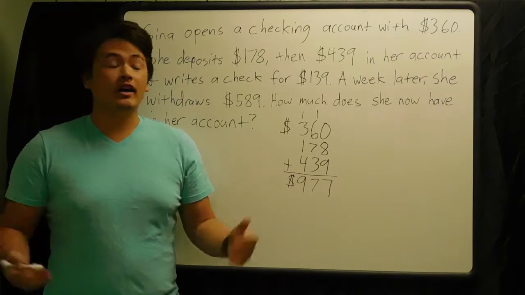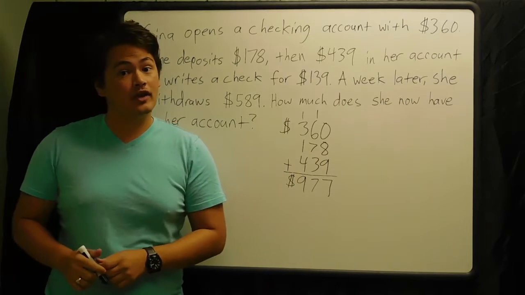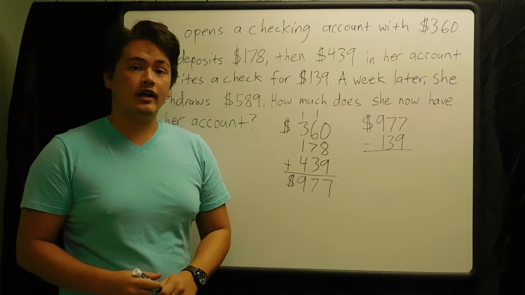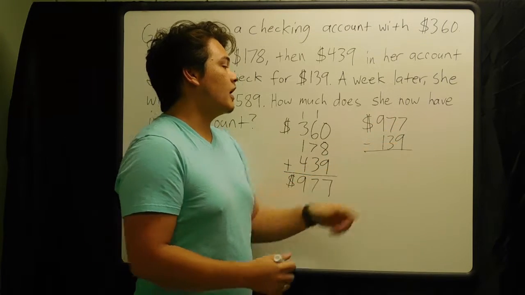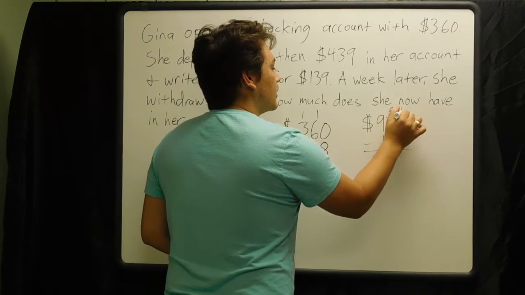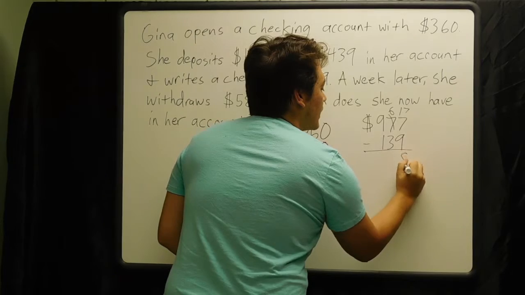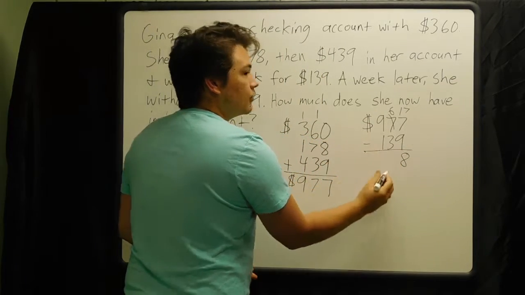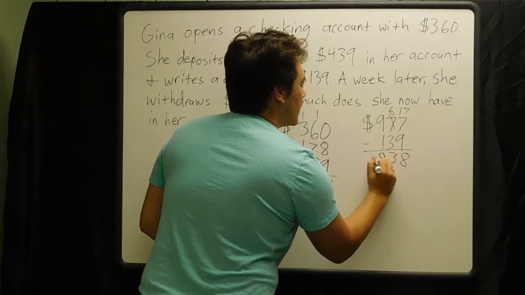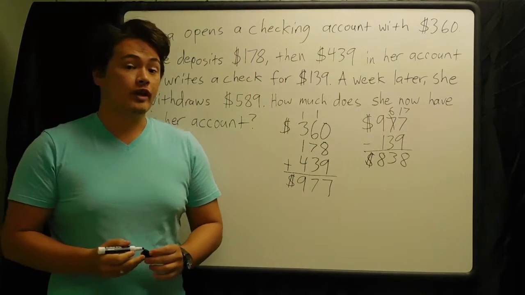Next, she writes a check for $139. That means that she spent $139 from her checking account that has $977. So $977 subtracted by 139 is going to give me 7 minus 9. This 7 is going to borrow from this 7 here, making this a 6 and making this a 17. 17 subtracted by 9 is going to give me 8. 6 subtracted by 3 is going to give me 3. And then 9 subtracted by 1 is going to give me 8. So she has $838 after she wrote that check.